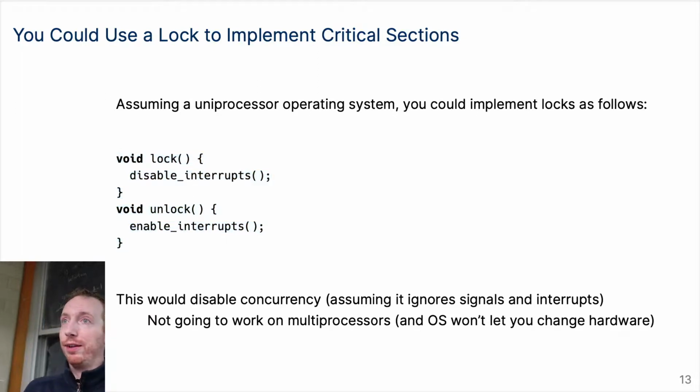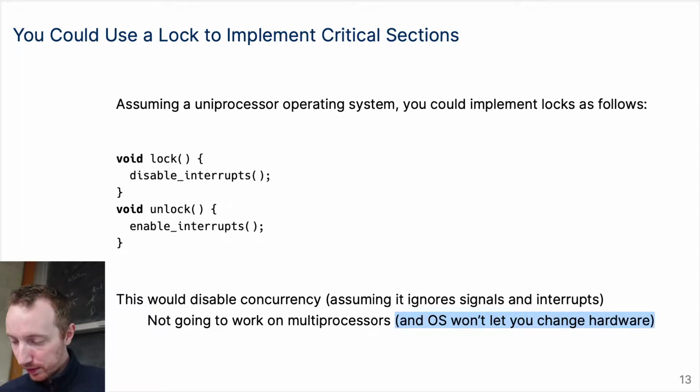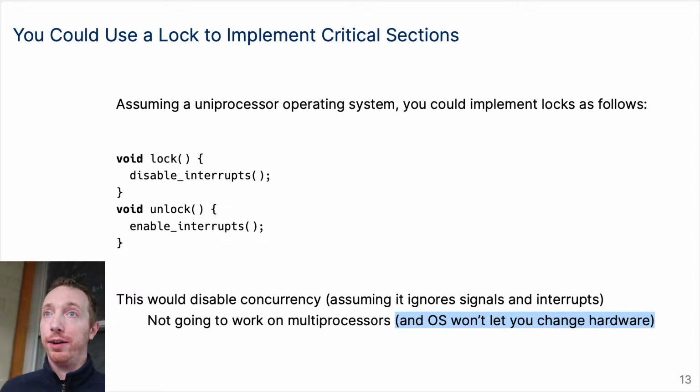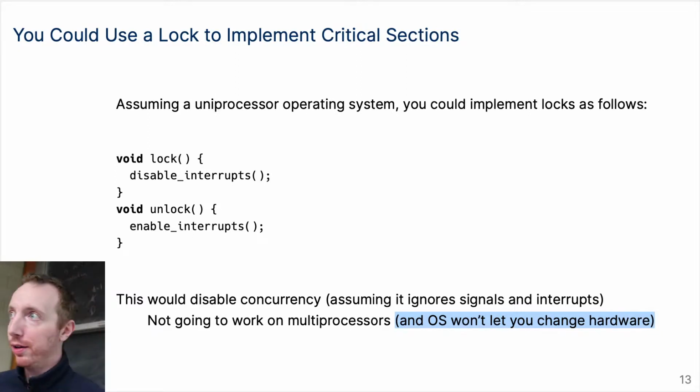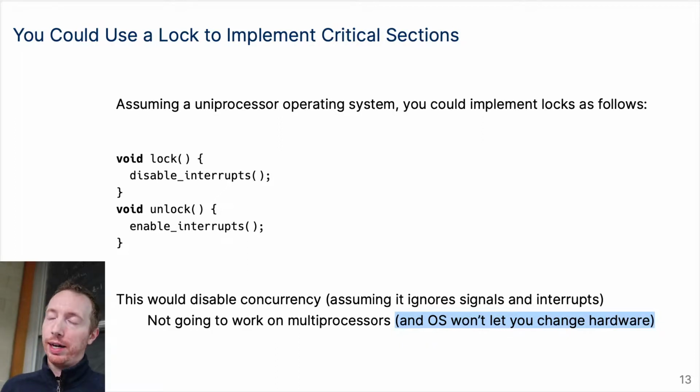So this isn't a valid implementation if you're implementing locks yourself, because the operating system or the kernel will not let you change hardware. As a lowly user process, you're not allowed to do that. So it's not going to work on multiprocessor systems, and it's not going to work for user processes either. This would only work if you yourself are implementing locks in the kernel, and you could make a system call so users could access this if you really want.